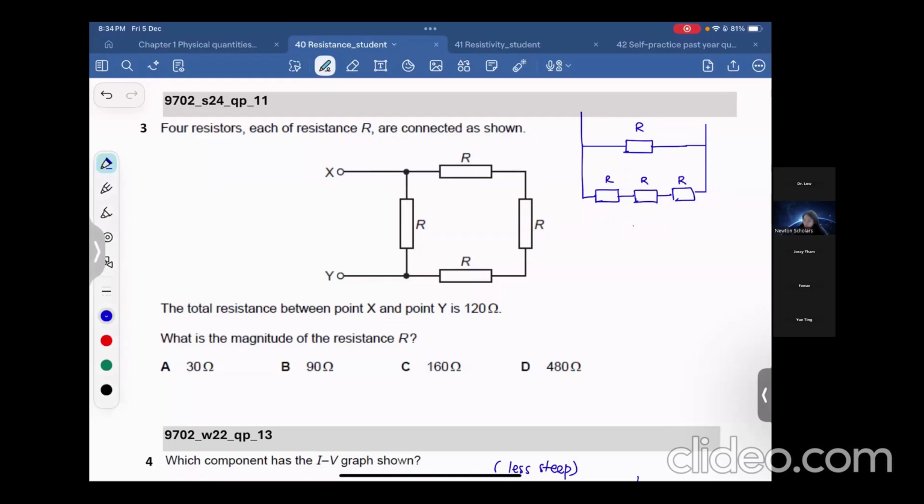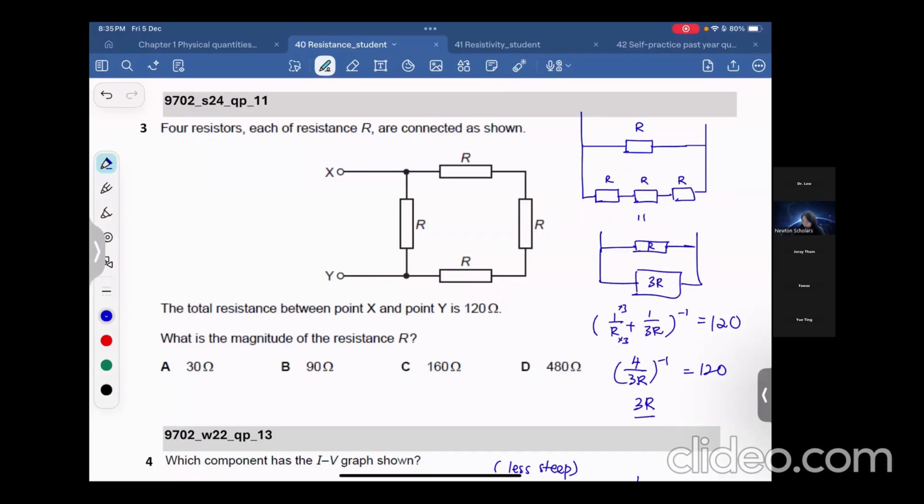Okay, so they become like this: 3R and R. So 1 over R plus 1 over 3R, inverse it, you get 120. This one is times 3, times 3, so you get 4 over 3R. Then upside down, it becomes 3R over 4 equals 120. Your R should be 160 ohm. R should be 160 ohm. Is that clear?